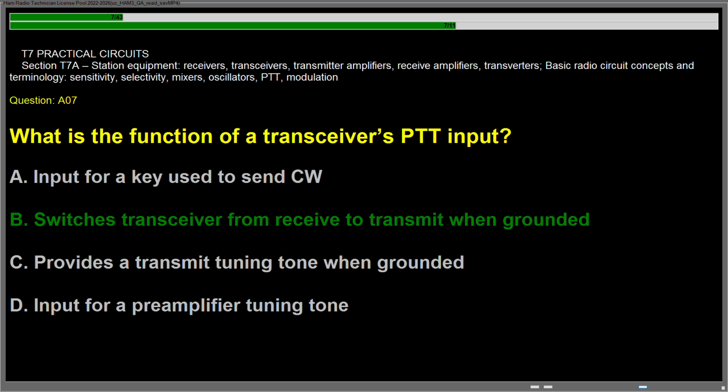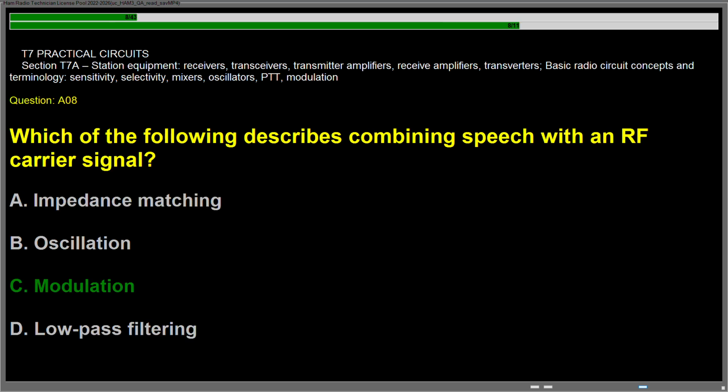Question Alpha 07, what is the function of a transceiver's PTT input? Answer is B, switches transceiver from receive to transmit when grounded. Question Alpha 08, which of the following describes combining speech with an RF carrier signal? Answer is C, modulation.